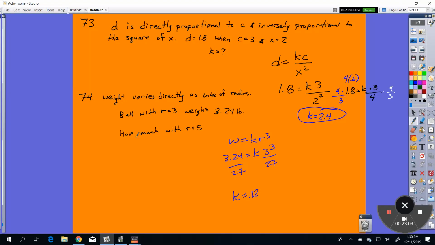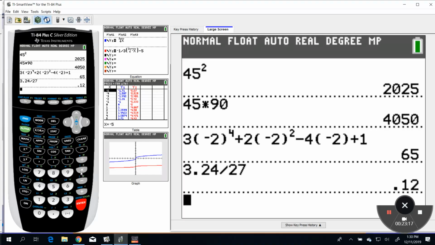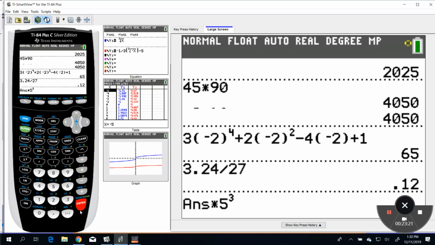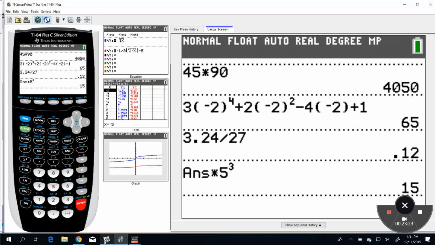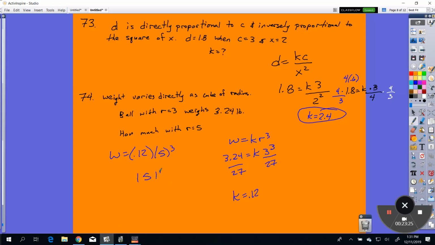Now it says how much with a radius of 5. So how much will a ball with a radius of 5 weigh? So the weight equals 0.12 times 5 cubed. So I come back to my calculator. I'm going to take 0.12 times 5 cubed. And I get that the ball weighs 15 pounds. So that's the book problems.